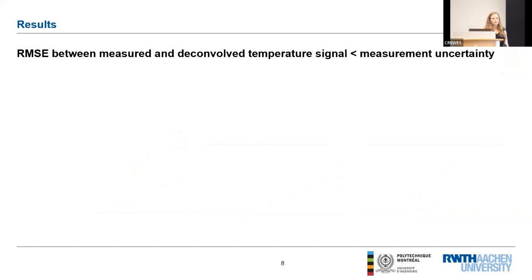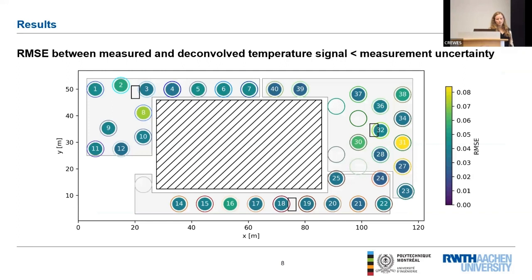So how well do those G functions describe the outlet temperature of the boreholes? For that, here we can see the root mean squared error between the measured and the deconvolved temperature signal as a color code of the individual boreholes. And we can see that the root mean square error is for all boreholes below 0.09, which means that the temperature of those G functions can be well reconstructed.